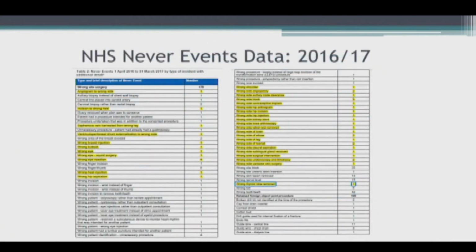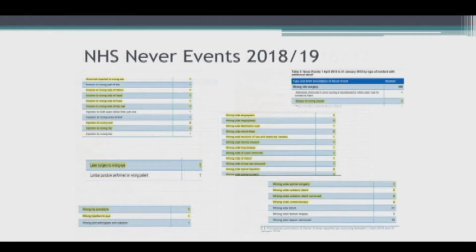The 2016, 2017 never events data highlighted specific wrong side operations, such as the wrong side of the brain, wrong side of the chest. And you might think, okay, that's 2-3 years ago, are we getting better? I said there were 41 there. Well, the preliminary data for 2018, 2019, over 9 or 10 months, shows 35 of those events, and again, it can be the wrong side of the lung, wrong side of the brain.